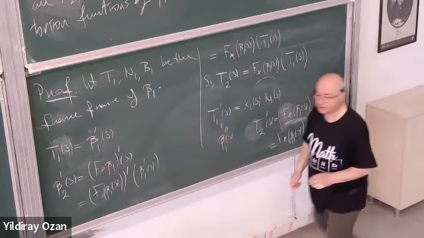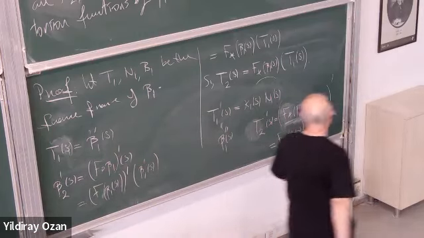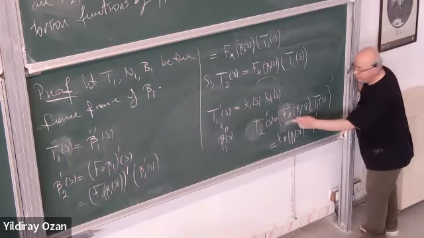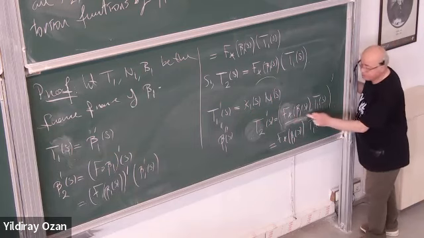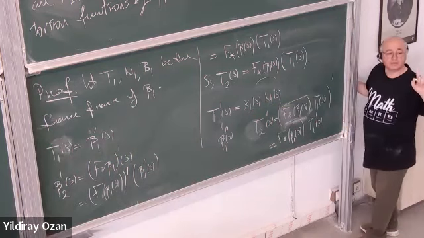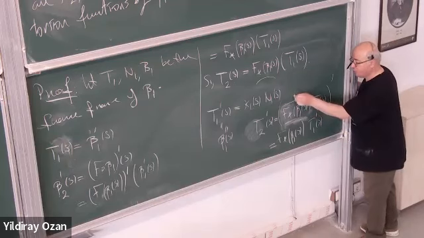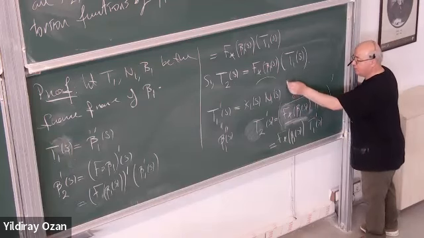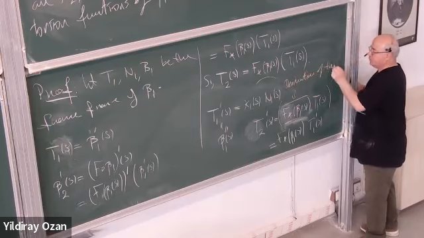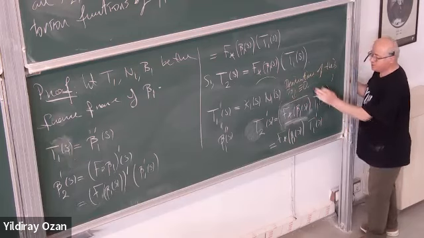I have to remark that when you take the derivative, you have a product of two functions, so you have to use the Leibniz rule. Derivative of this times this plus this times derivative of this. But this thing is a constant map. Therefore, its derivative is 0. So the derivative of this is identically 0, since it is a constant map.